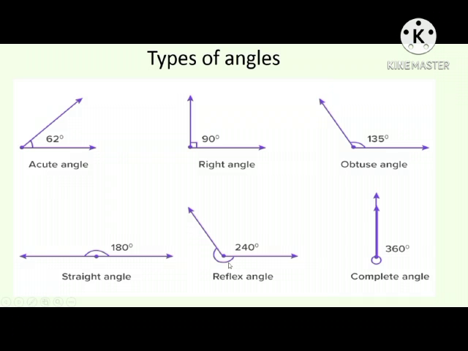And if the degree is more than 180, it is a reflex angle. And if the degree is 360 degrees, it is a complete angle. So these are the types of angle.